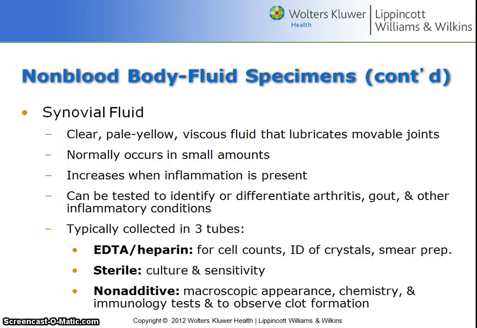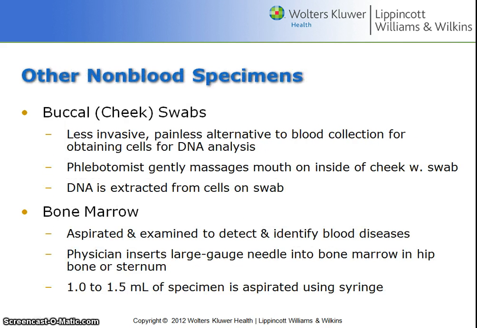Synovial fluid, the clear pale yellow viscous fluid that lubricates movable joints. Increases when inflammation is present, can be tested to identify or differentiate arthritis, gout, and other inflammatory conditions. Buccal or cheek swabs, used to obtain cells for DNA analysis.